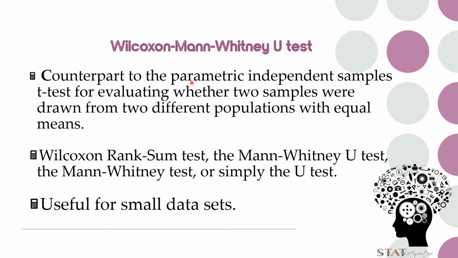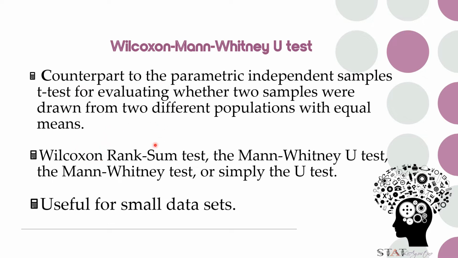Okay, so the Wilcoxon-Mann-Whitney U test. This test is used to compare whether there is a difference in the dependent variable for two independent groups. In other words, if we want to compare two groups, it compares whether the distribution of the dependent variable is the same for the two groups and therefore from the same population. This Wilcoxon-Mann-Whitney U test is the counterpart to the parametric independent samples t-test for evaluating whether two samples were drawn from two different populations with equal means.